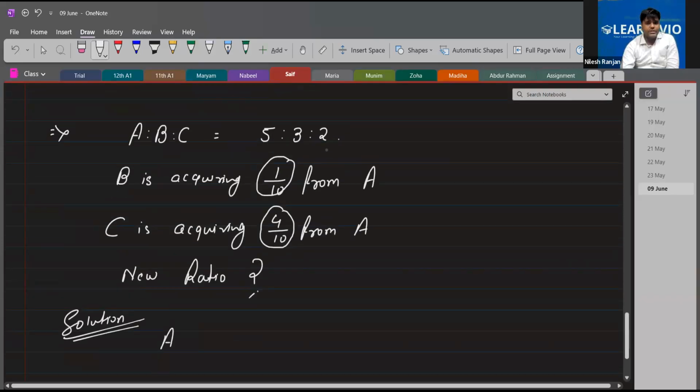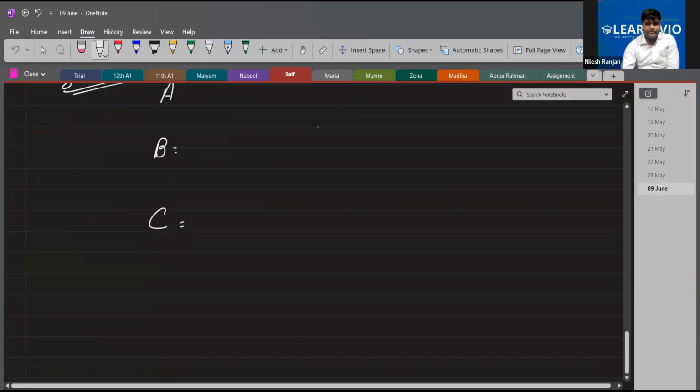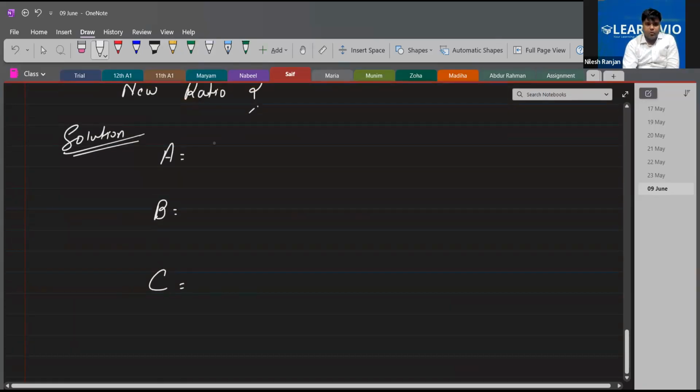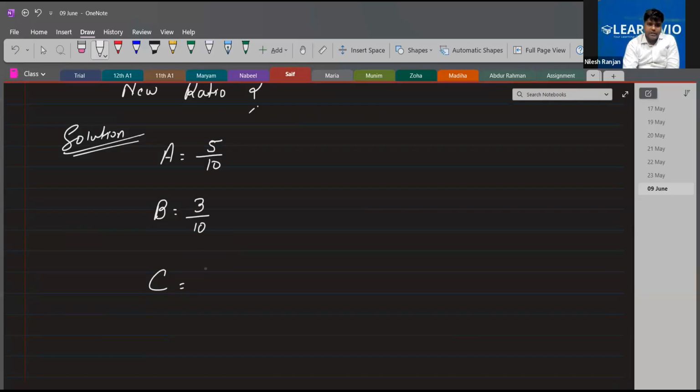So B's old ratio is 3/10 and C's old ratio is 2/10. The old ratios of all partners we are writing as 5/10, 3/10, and 2/10. Is that clear? Yes. Now, A is sacrificing 1/10 to B and 4/10 to C.